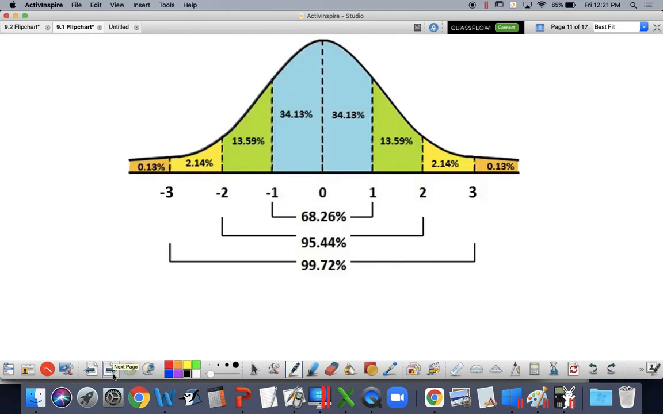This is one of the most basic things that you will learn about if you take a statistics class. This is called the normal curve.